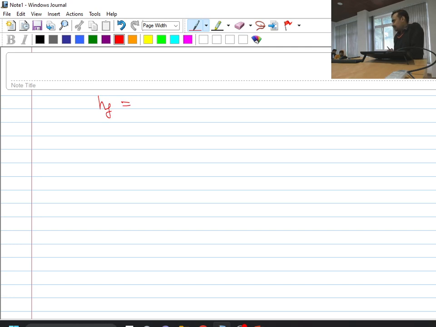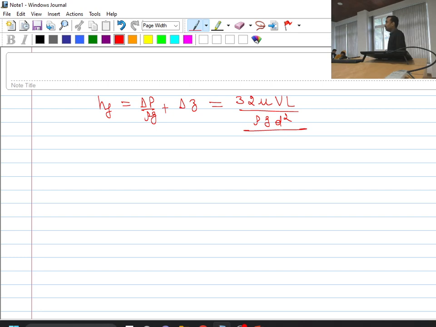head loss h_f. The generic formulation of the head loss is nothing but delta P by rho g plus delta Z. Whenever we calculate this head loss by doing the balance of forces along the stream direction, we found that for laminar flow conditions it becomes equal to 32 mu V L divided by rho g d squared. So this was the formulation which we calculated for laminar flow.